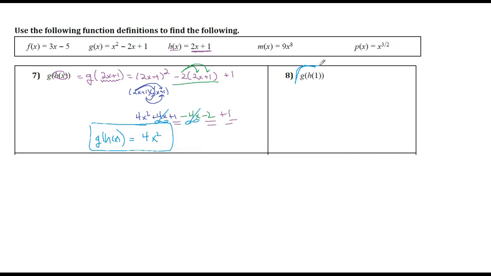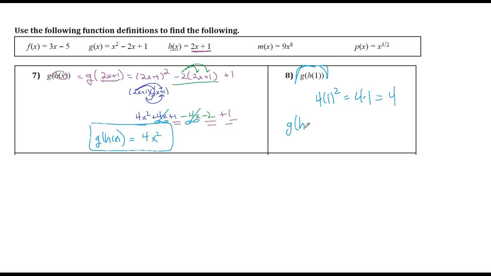Now to do this problem, I know in ALEKS we would plug 1 into h and get that answer, and take that answer and plug it into g and get that answer. But the whole point of composition is that we can use our answer from over here to answer this much more quickly. So I can take this 1 and plop it into here, and that'll give me 4 times 1 squared, which is 4 times 1, which is 4.